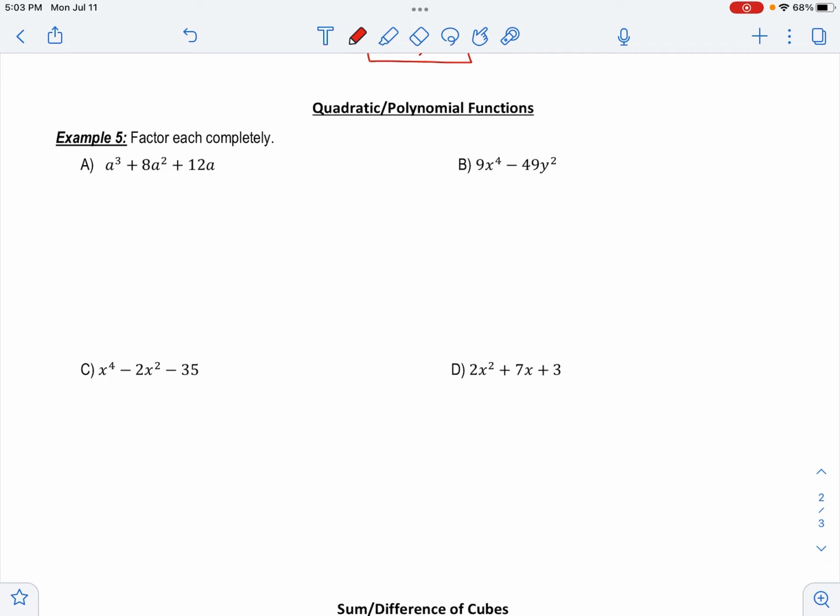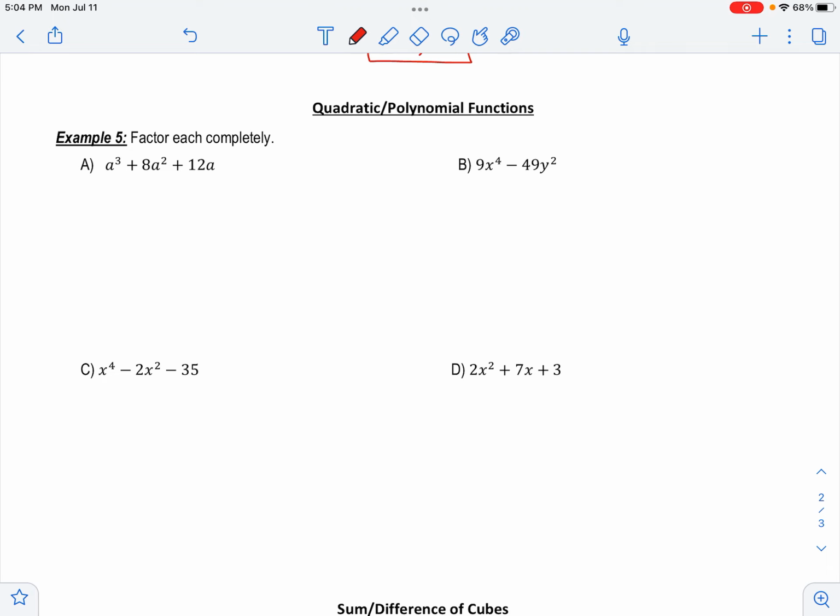Step number 1 is look to see if there's a GCF, a greatest common factor. If there is, factor it out. If not, move on to step number 2. Next, you're going to see how many terms there are, because the next step is dependent on the number of terms. If there are 2 terms, you're going to see if it's a difference of squares, a difference of cubes, or a sum of cubes. If it's any of these 3 things, then there is a special factoring pattern that you can use. If it's not, then it's not factorable. If it is, then you factor it.